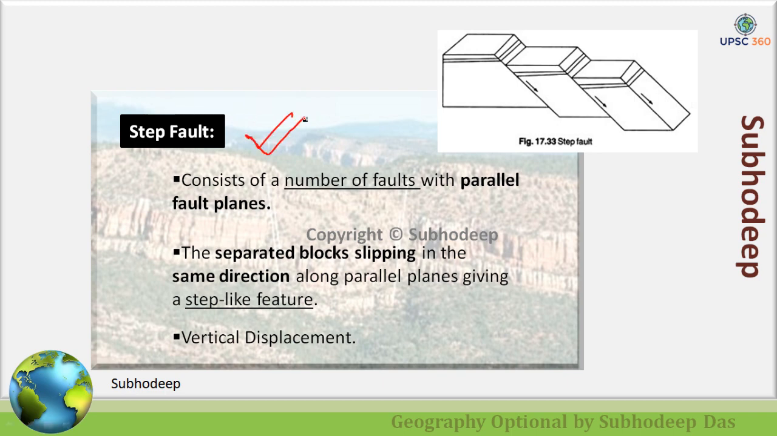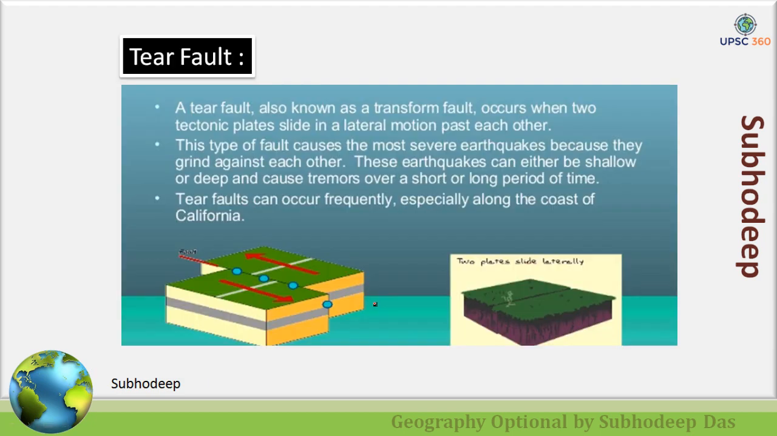Next is step fault. In the earlier normal fault we read that one block is the foot wall and the other is the hanging block. But in step fault, the same thing happens, but a step-like formation happens. That's why we call it a step fault. There is formation of parallel fault planes, and there are a number of faults which we actually observe. It is also a kind of vertical movement, but it results in the formation of step-like features.